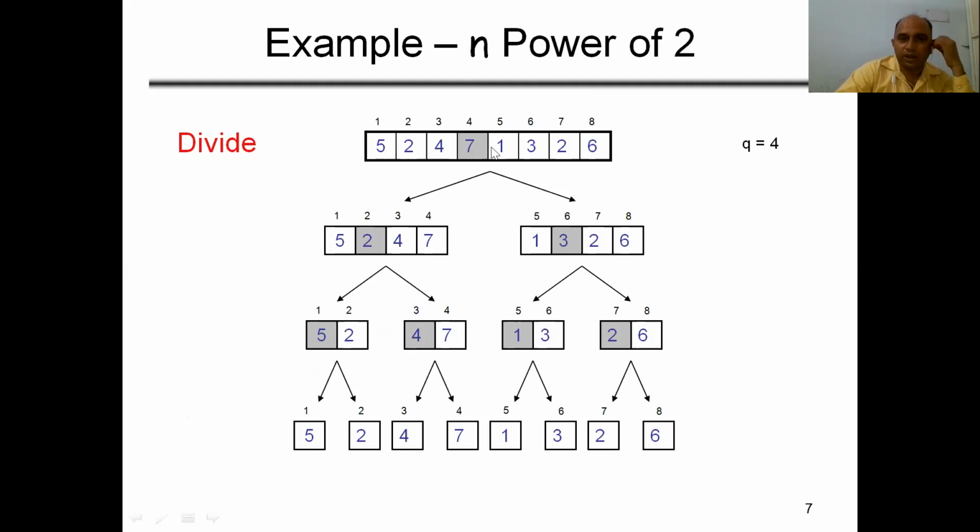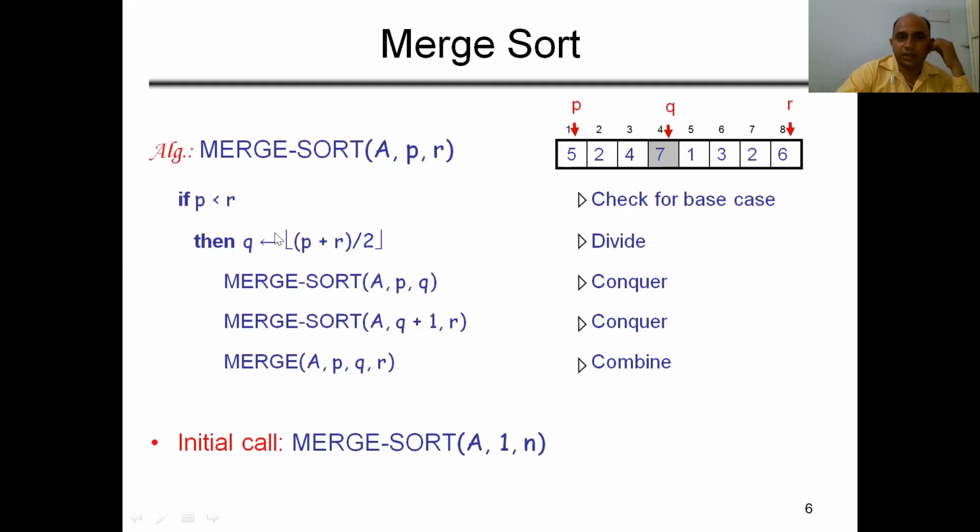So we have to calculate the middle index, that is q, it is 4. How we can calculate? We can apply, for example, here is the formula. You can see q equals p plus r upon 2, and the middle index is equal to first index plus last index divided by 2. So that we will get the q.